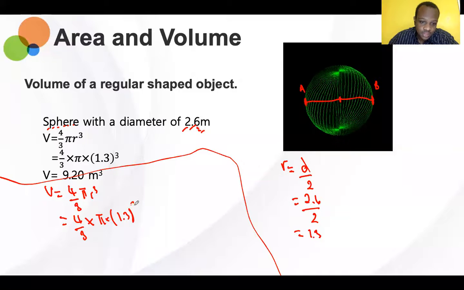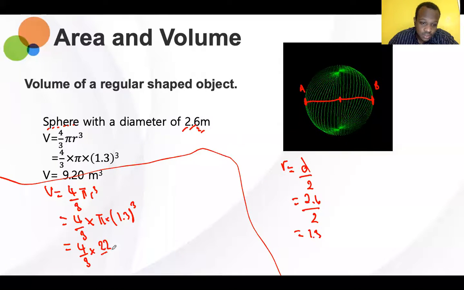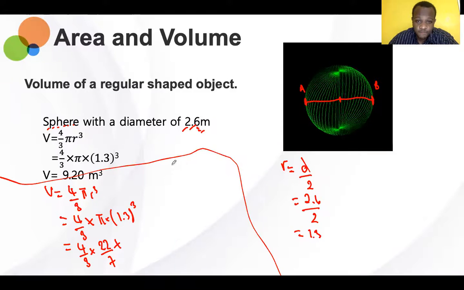Right. And let's break this down even further. So we have 4 over 3. And what do we say our value for pi is? 22 over 7. Right. And then we find what is this right here? 1.3 cubed. How do we get that? The radius. Right. So how do we find the value of this? 1.3 times 1.3. So as the person said, you multiply 1.3 times 1.3.